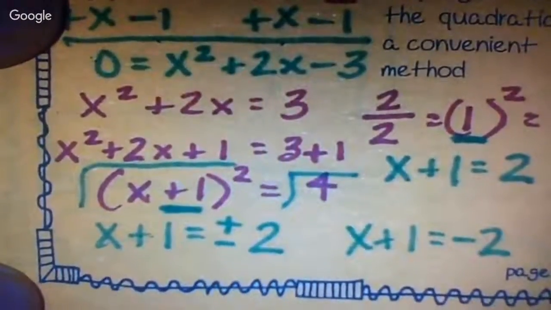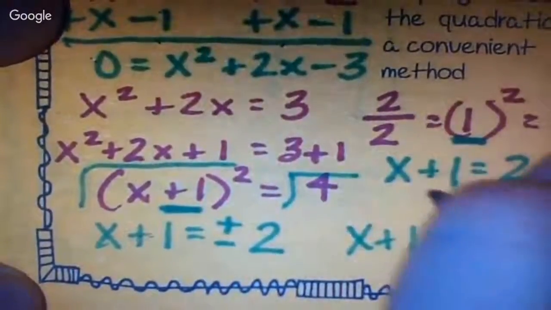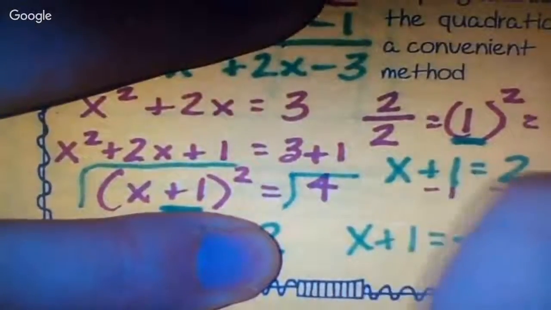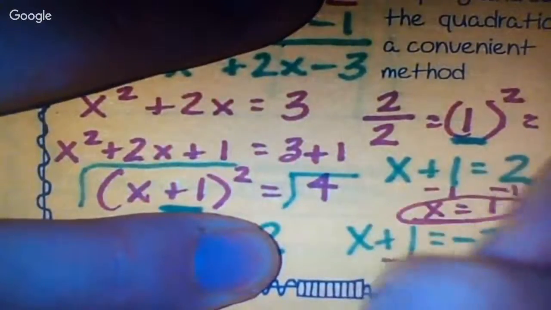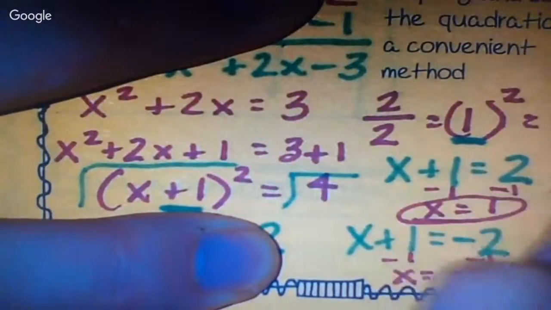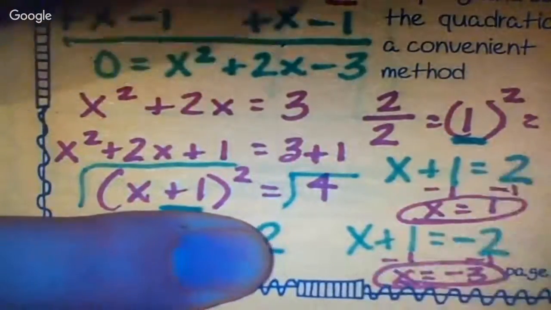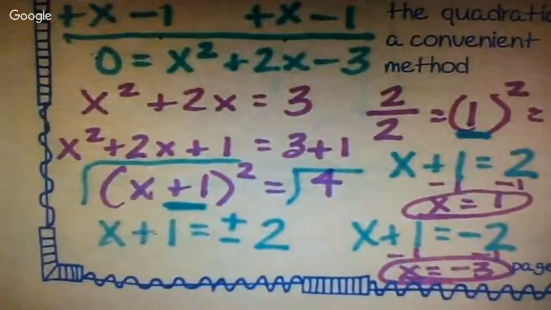Okay, so when I subtract 1 from both sides, I get x is 1. And when I subtract 1 here, I get x is negative 3. Those should match your x values that you got in the graph.